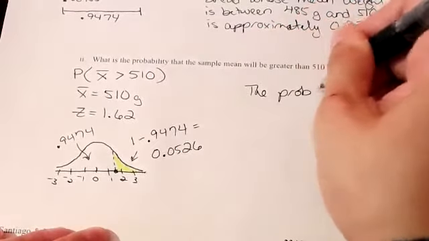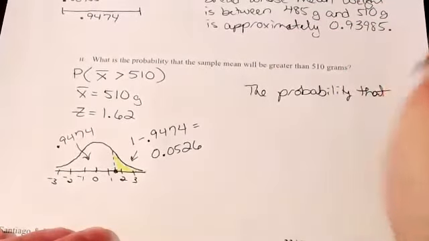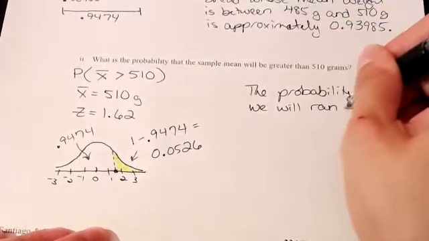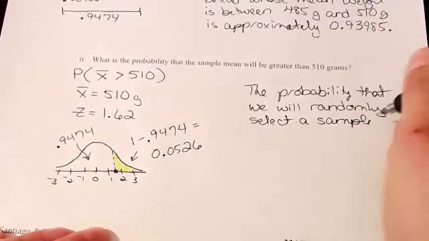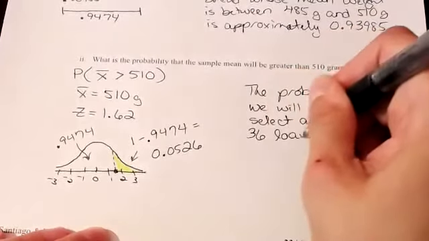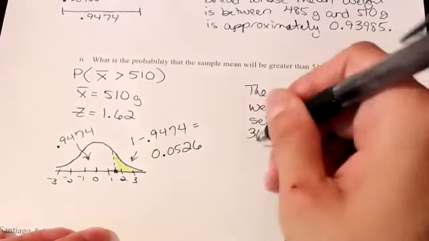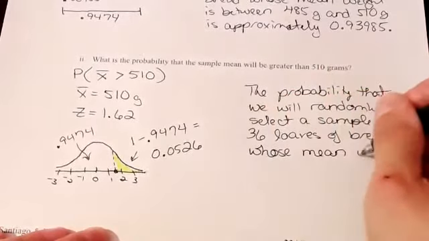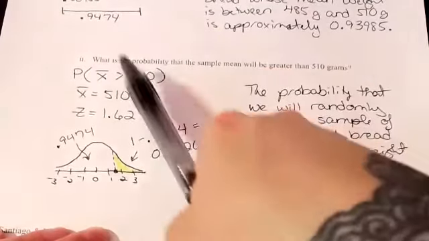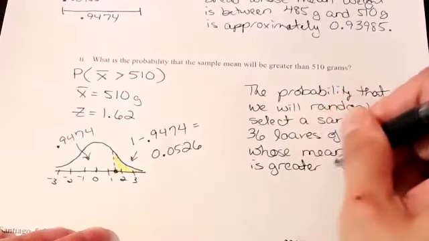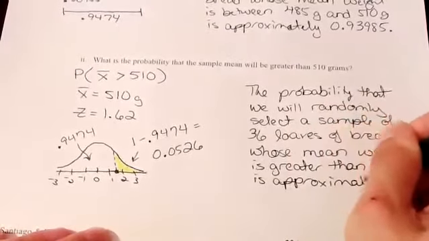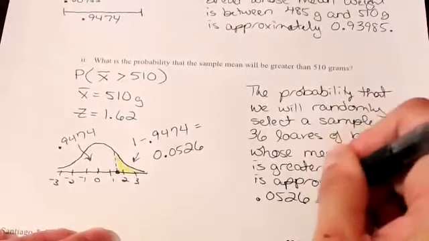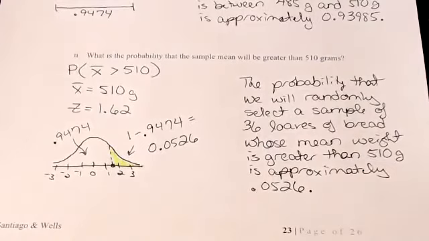So we can say the probability that we will randomly select a sample of 36 loaves of bread whose mean weight is greater than 510 grams is approximately 0.0526.